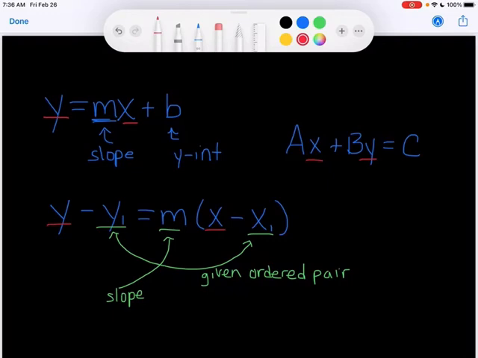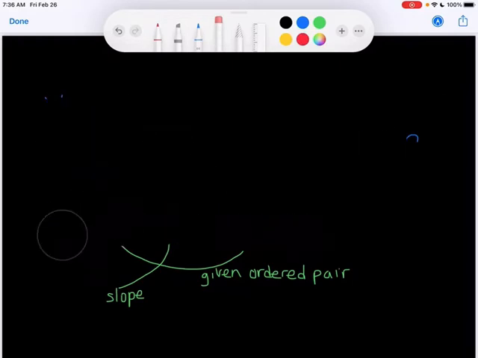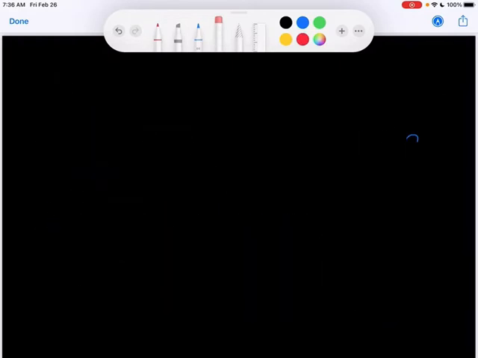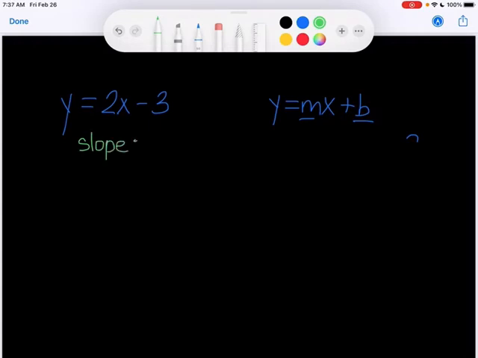All right. So for example, if I have, let me erase some of this, the equation y equals 2x minus 3. This is in slope-intercept form. Remember, y equals mx plus b. Remember, m is your slope and b is your y-intercept. So the slope here is 2. As you can see, it's where m is. Okay. And the y-intercept is negative 3. Now, that means it crosses the y-axis at negative 3. So you could also write this as the ordered pair 0, negative 3.